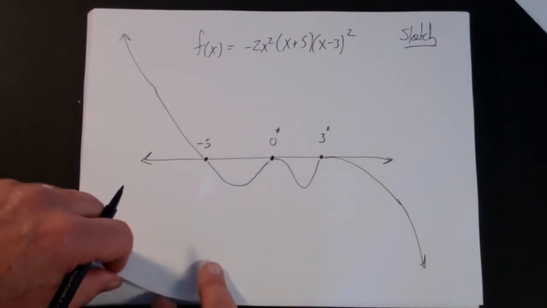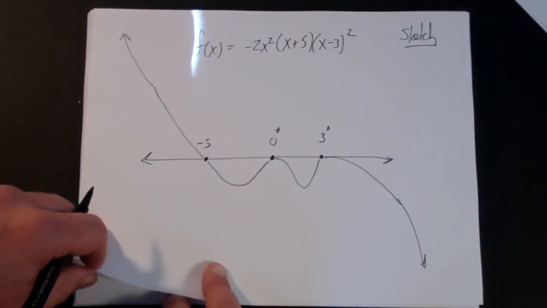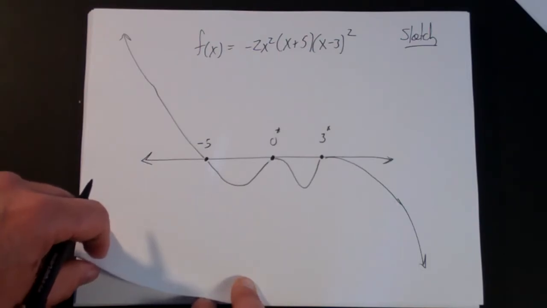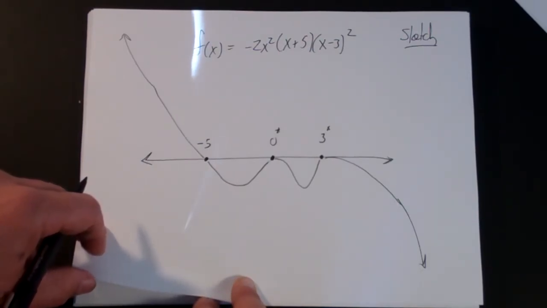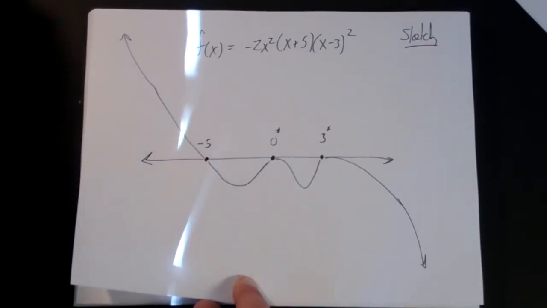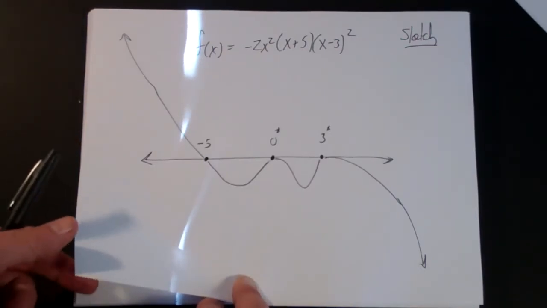Now if it's not written in factored form, you'll have to write it in factored form to find the zeros. Let's do one more example, and then I have a following video, which is Part 6, in which we'll do a couple more examples.